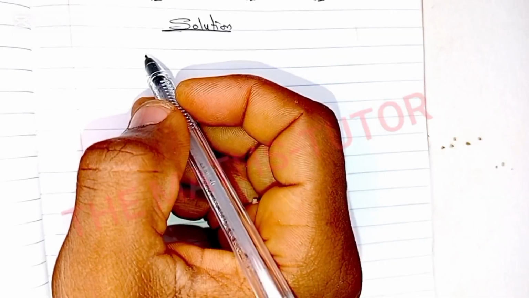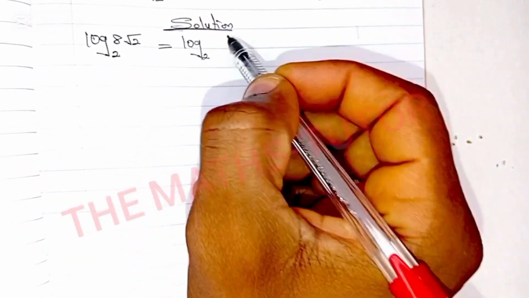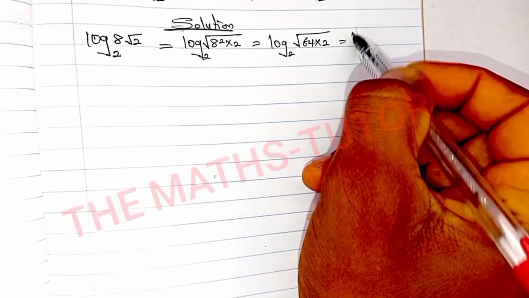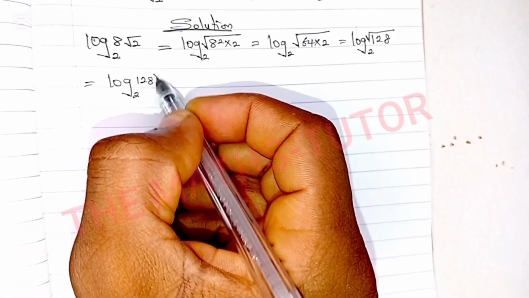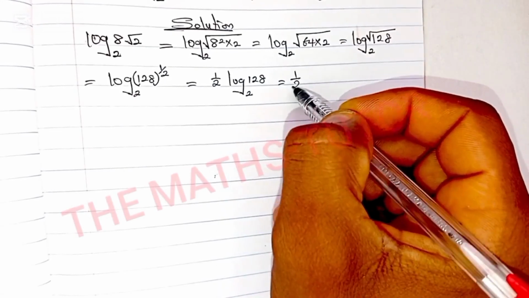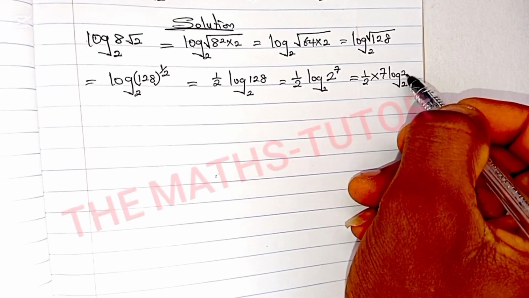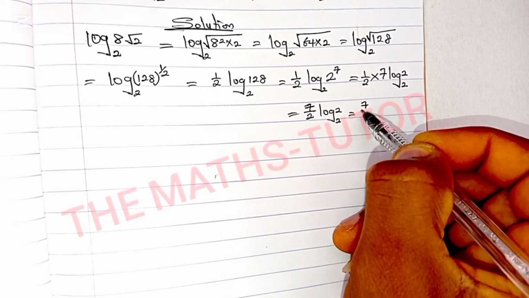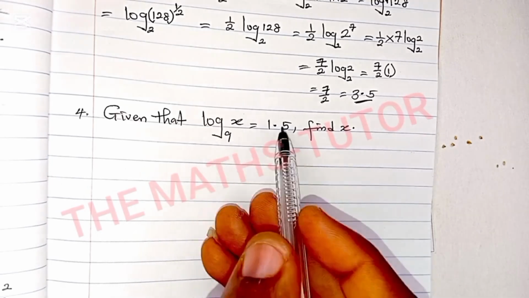So log 8 root 2 to the base of 2. 8 root 2 will be done using squaring. We have 8 raised to the power 2 multiplied by 2. That gives us 64 multiplied by 2. And that will give us log root 128 to the base of 2. And expressing root 128 as 128 raised to the power half, the half becomes the coefficient, we express 128 as a base of 2, and that's 2 raised to the power 7. 7 becomes the coefficient. Multiply 7 by half, we get 7 over 2. Log 2 to 2 will give us 1. So therefore, the answer gives us 7 over 2, which is also the same thing as 3.5.